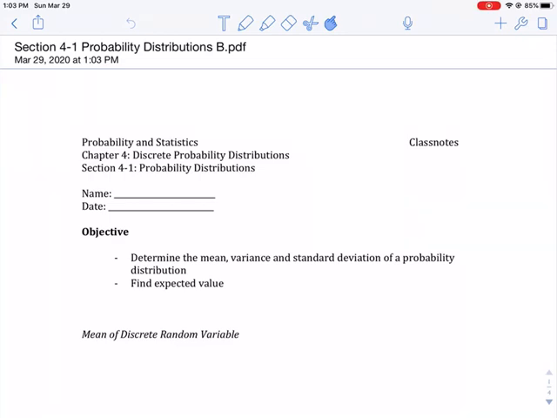All right, guys, today we're going to look at the second half of probability distributions. Hopefully, if you have questions, please make sure you get in touch with me via email or Zoom.